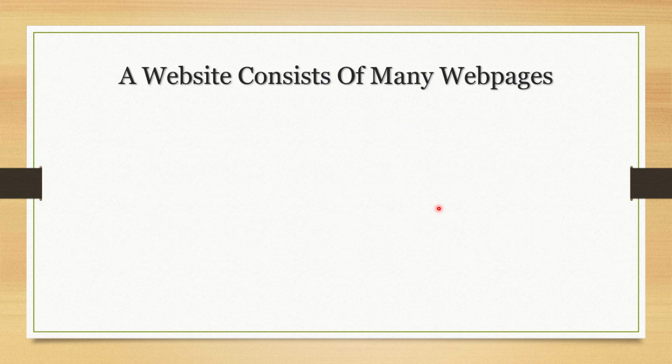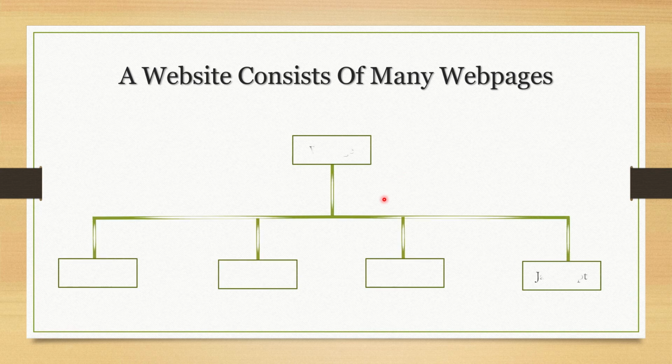Now a website consists of many web pages, and a web page consists of 4 different elements: HTML, CSS, PHP, and JavaScript. So in this video, or the next parts of this video, we will get a detailed account of HTML and CSS.